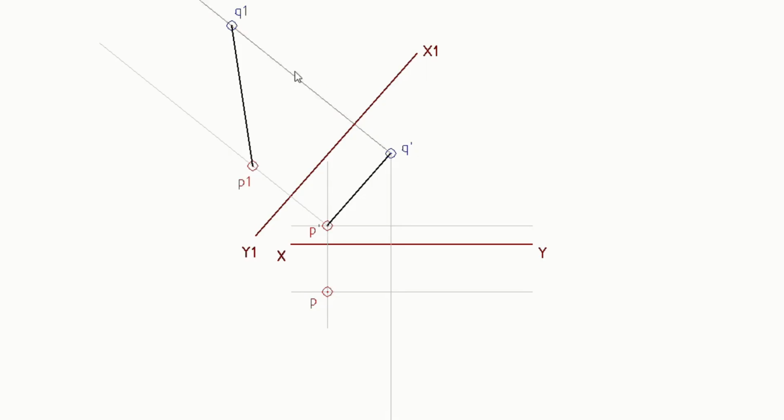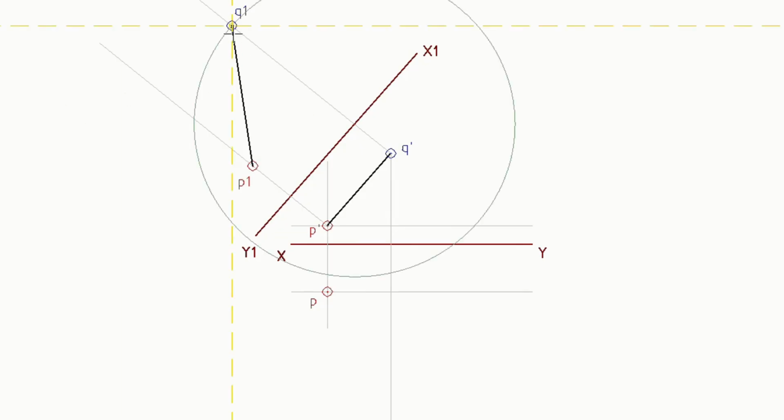Now as this is the top view, we have to measure the distance of Q1 from x1, y1, and the same distance will be for point Q along or away from x1, y1, xy. Which means this distance from this point to this point would be the same from this point to wherever we are able to locate it. So let's measure that distance first. Okay, so this is the distance from x1, y1 to Q1.